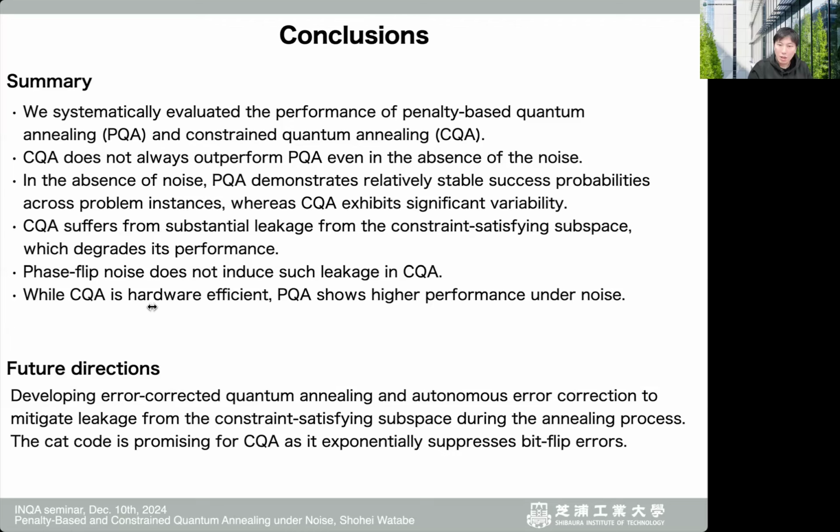While CQA is hardware efficient, PQA shows higher performance. An interesting future direction is developing error-corrected quantum annealing and autonomous error correction to mitigate the leakage from the constraint-satisfying subspace during the annealing process. And the cat code is promising for CQA because of its exponential suppression of bit flip errors. Thank you for listening to my presentation.